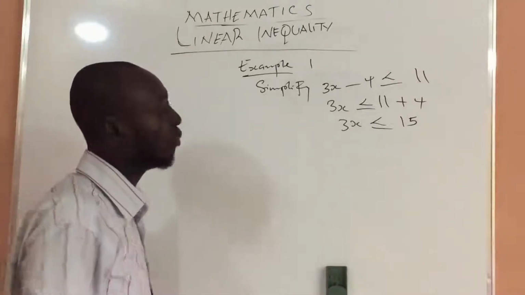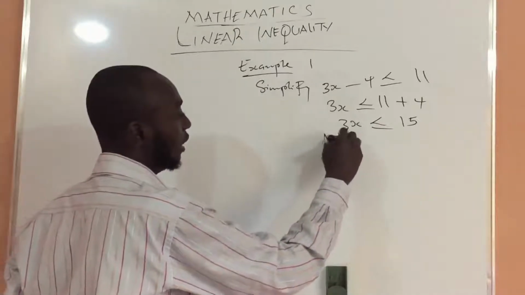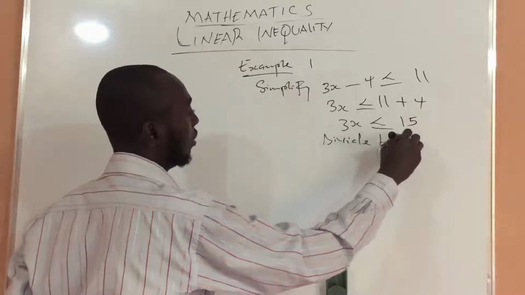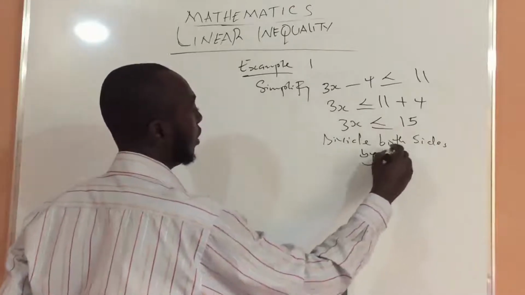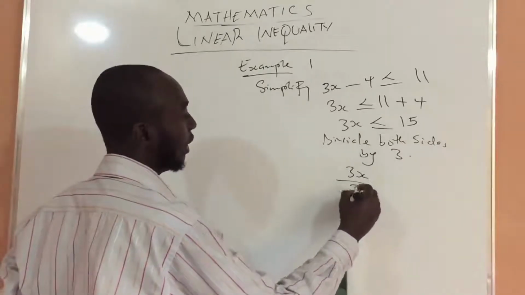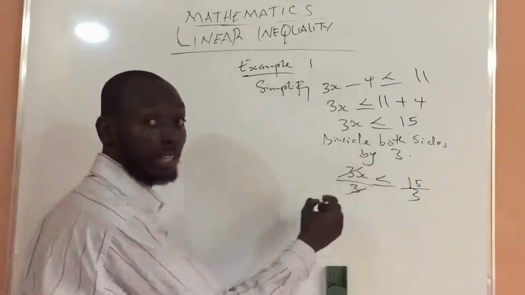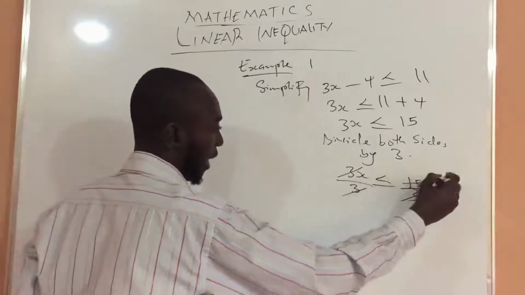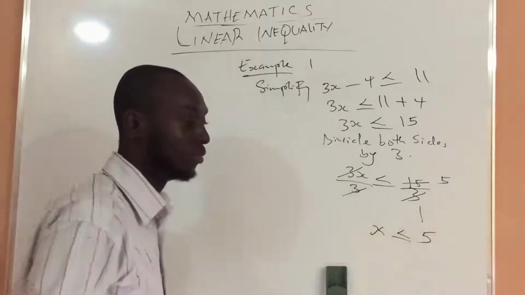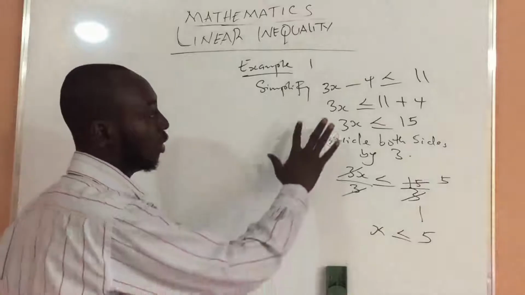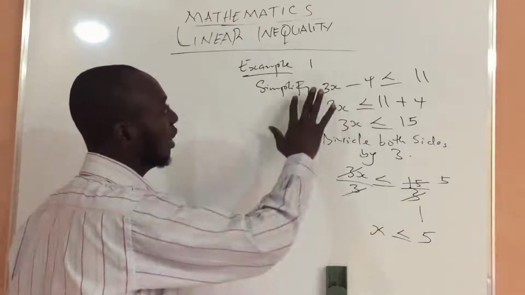At this point I'm going to divide both sides by 3, since I'm looking for the coefficient of s. So I have 3s over 3 less than or equals to 15 over 3. This 3 cancels this 3 here, giving 1, and 15 over 3 is 5. So my s is less than or equals to 5. This is the solution of this example.